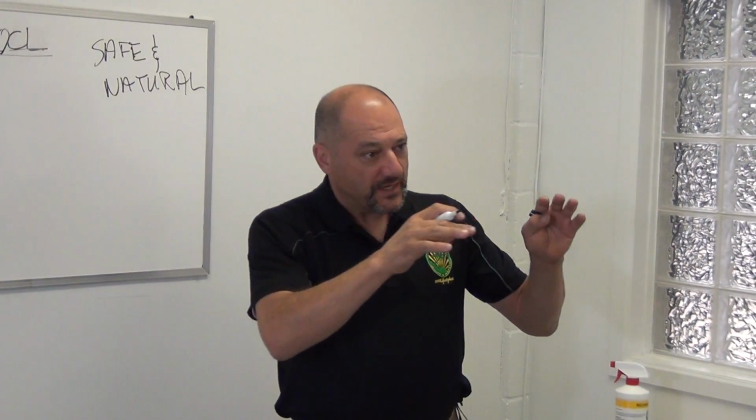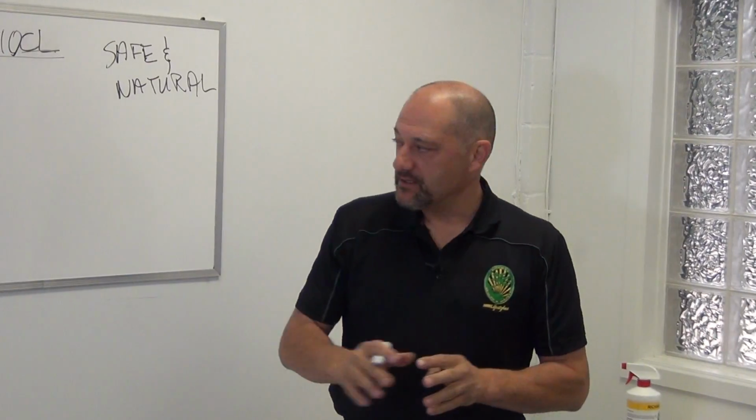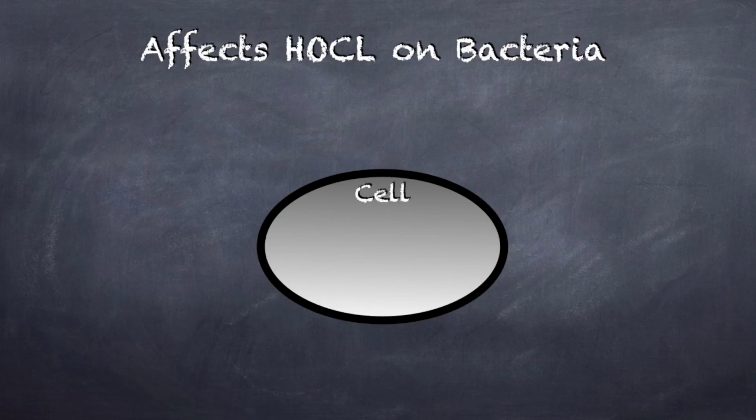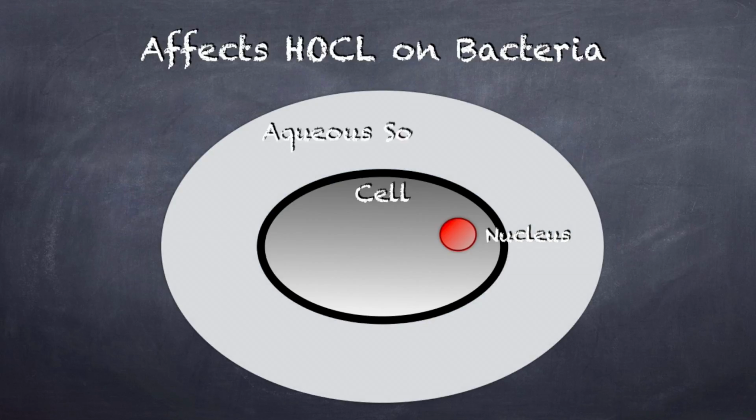Well, first of all, we know that it is good for oxidizing. So let's just talk a little bit about bacteria right now. This is a cell. This right here is the nucleus of the cell, right? This cell is usually surrounded in a solution. Most of the time it's an aqueous solution or partially aqueous. It could be in your blood, could be whatever. So when the HOCl comes across here, there's a change that happens in here. And the HOCl disrupts the membrane of the cell.